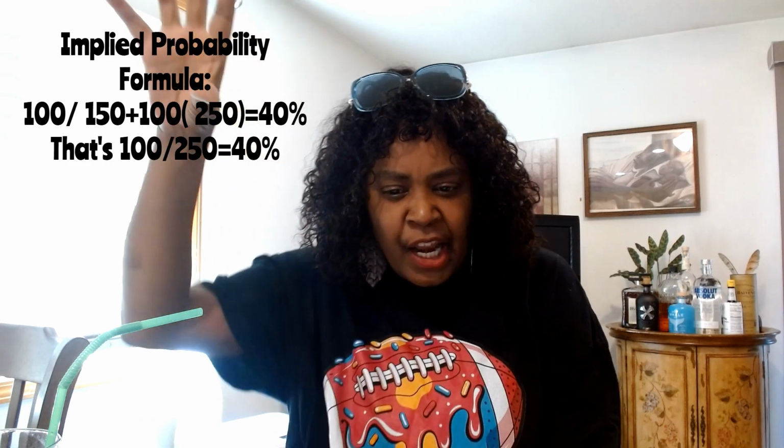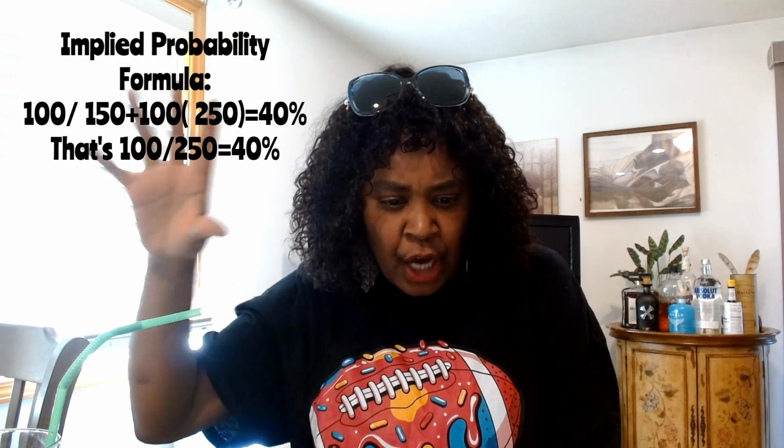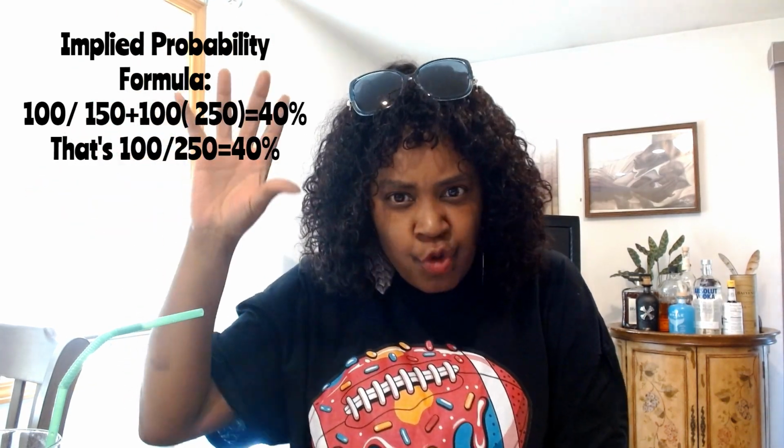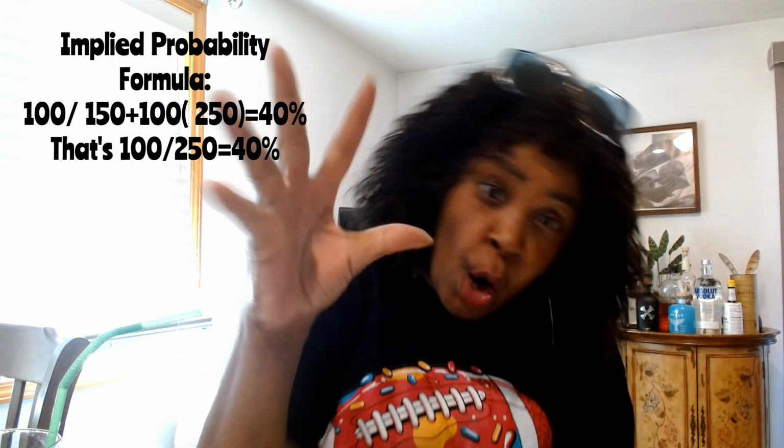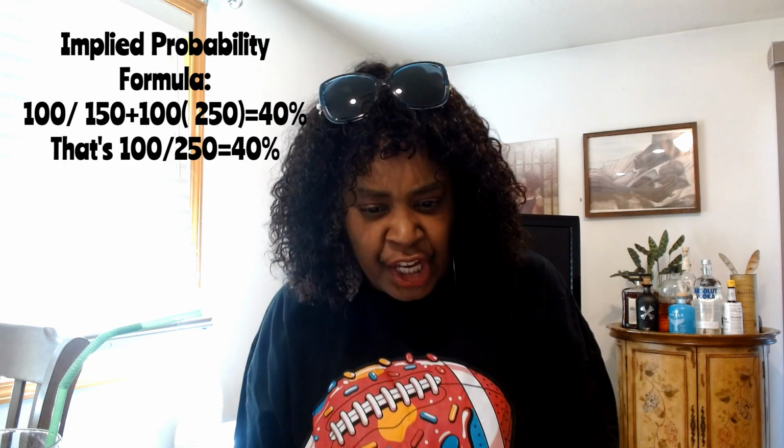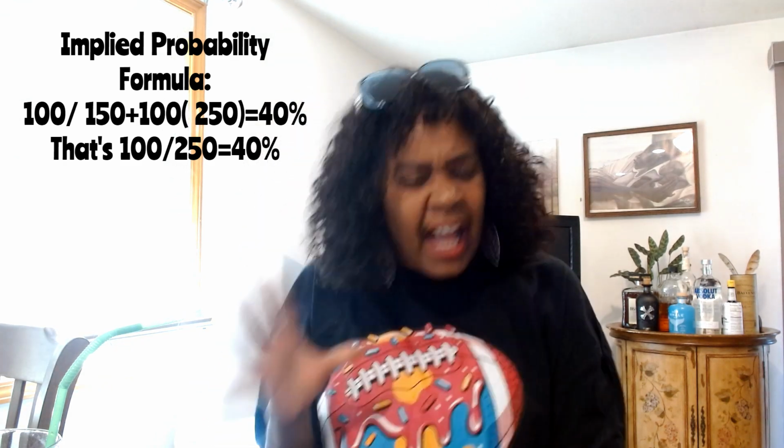Now let's flip it, literally. Let's say you see plus 150. That's the underdog. That's going to be 100 divided by 150 plus 100. That's 100 divided by 250, and boom, that's a 40% chance to win. So now you ain't just guessing. You got real game behind your picks.